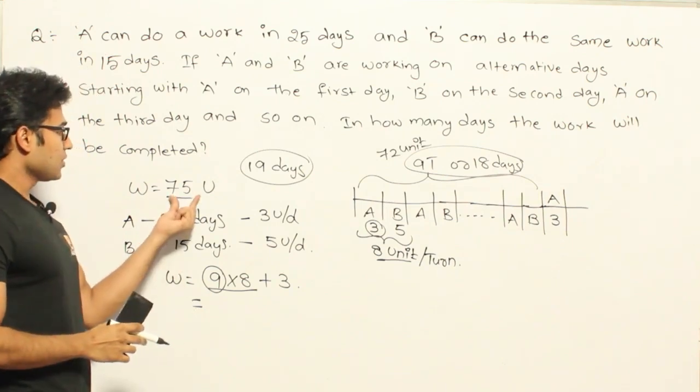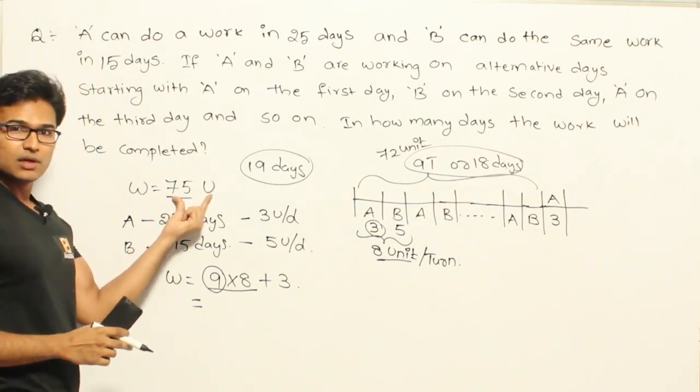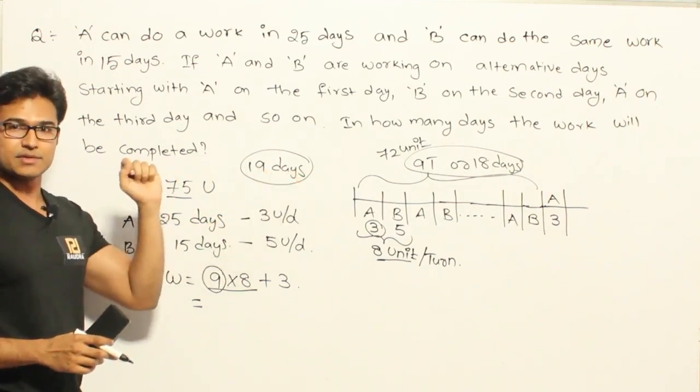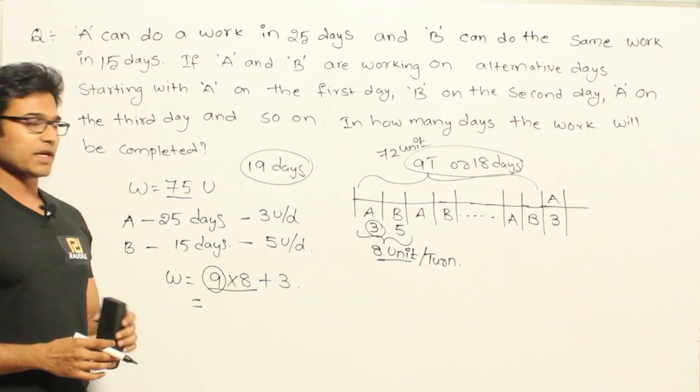And don't worry about this number. Even if you had taken this as 150, these numbers would have increased, and anyway you will be getting 19 days as the answer. You could try with various combinations if you like.